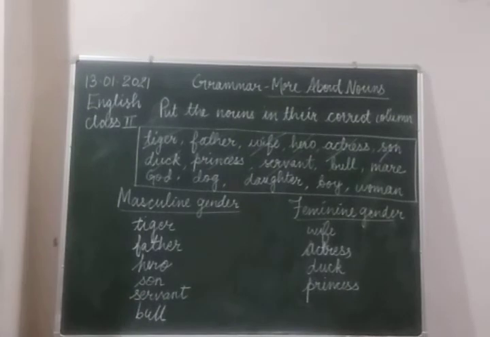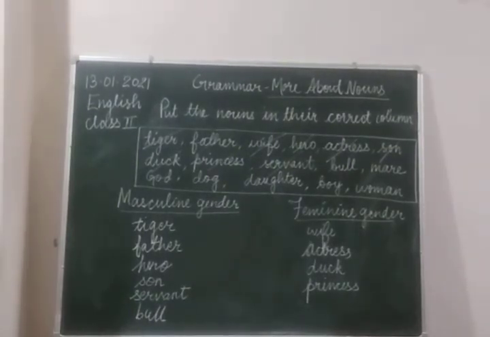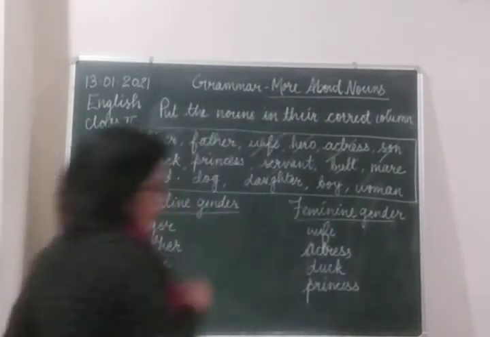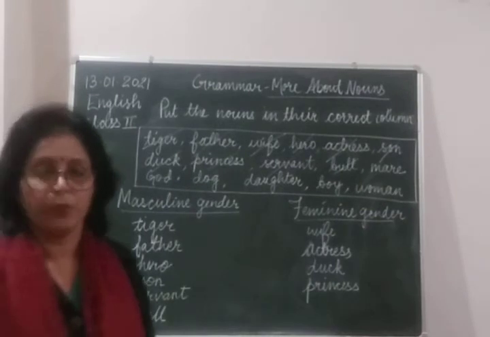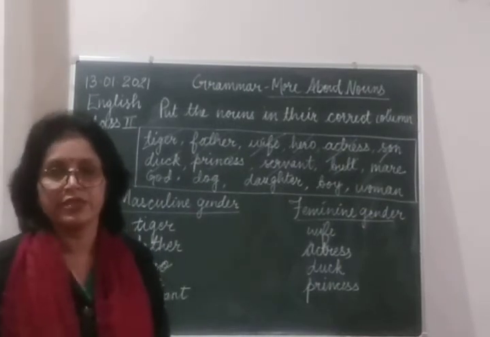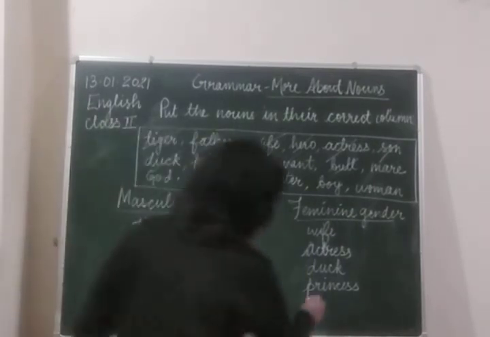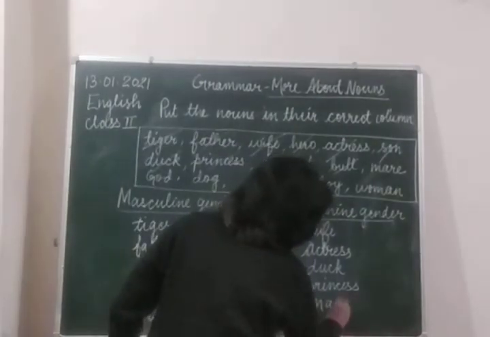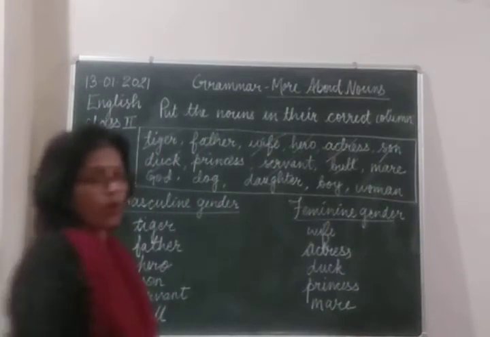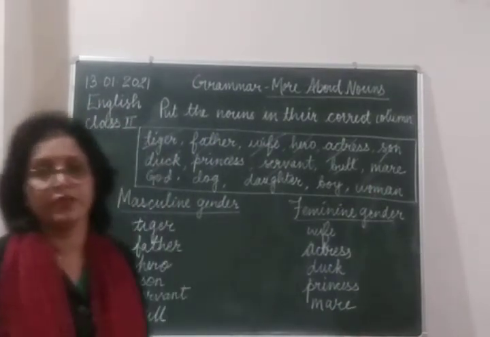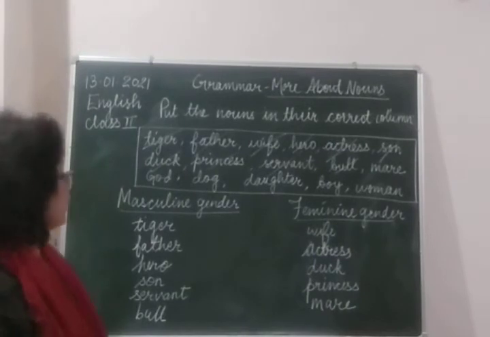Now we have next word. Let's see which one. Next one is mare. M-A-R-E, mare. And mare is a feminine gender. Mare jo hai wo feminine gender hota hai. Aur iska opposite gender hota hai horse. Horse jo hai wo masculine gender hota hai. Aur mare is a feminine gender.